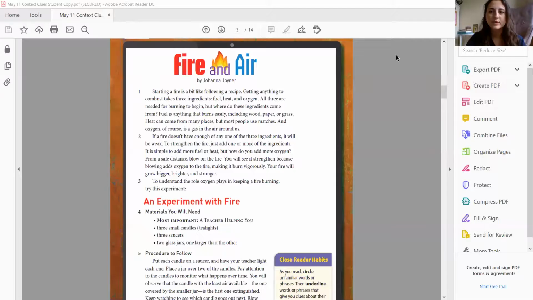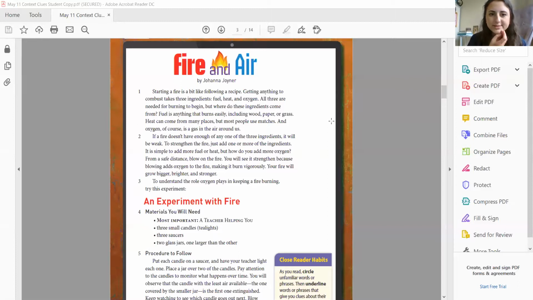So in this next section, we're going to be reading a science text, and we're going to practice using context clues to determine the meanings of unfamiliar words and phrases. So figuring out word meanings is going to help us to better understand the information that the author is giving us in the text. So let's go ahead and look at this text a little bit. We see that it's titled Fire and Air. So I think we're going to be learning a little bit about how fire and air kind of work with each other.